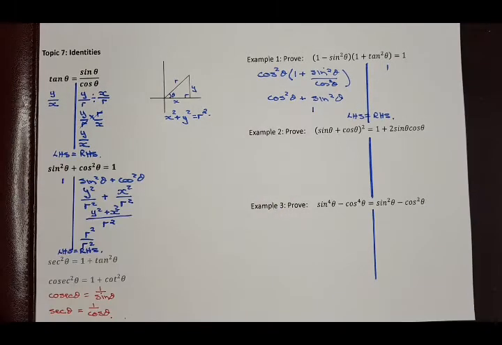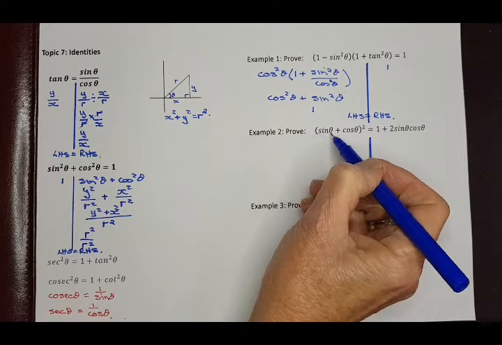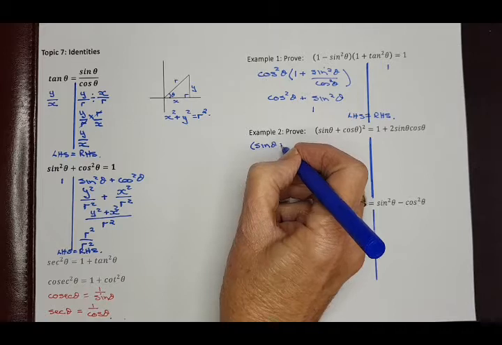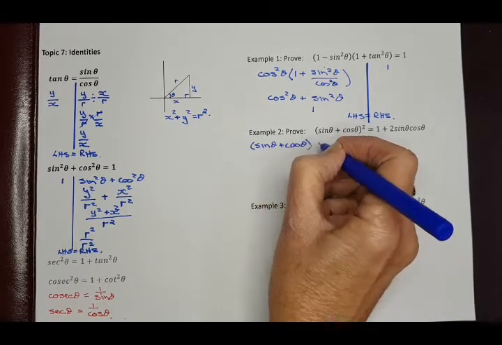In this example over here, I can't use my squares identity. Please remember that this sine theta plus cos theta means the bracket multiplied by itself.